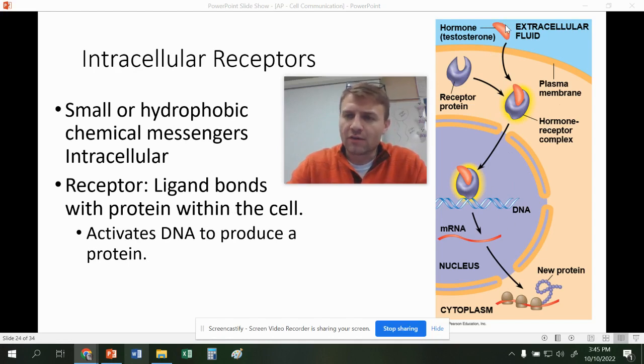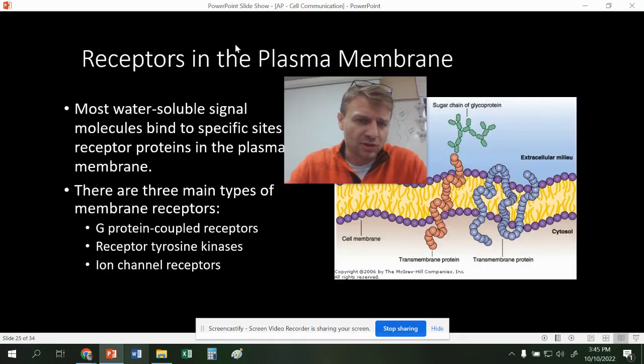You can see here we have our extracellular fluid, our hormone that's going to bond with a receptor. It activates this receptor protein. It's going to activate DNA to make mRNA, which activates a ribosome to produce that protein. So this is just another type of intracellular receptor.